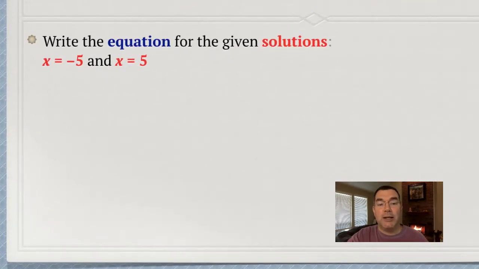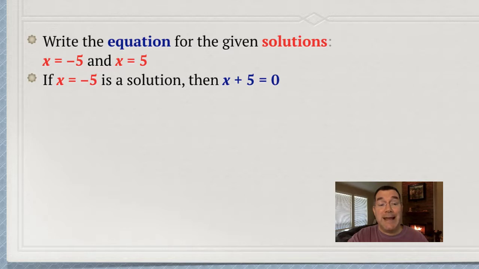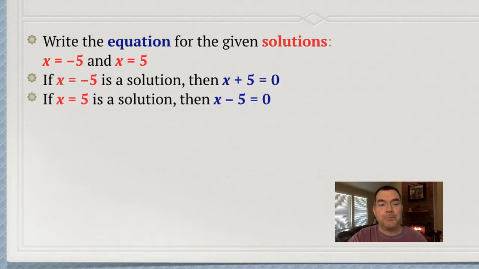So we're going to write an equation that has solutions x equals -5 and x equals +5. All right, so if x equals -5, if that's a solution, then I can create a linear equation that has that solution, x plus 5 equals 0, because -5 is a solution to that linear equation. Also, if x equals +5 is a solution, then I can create the linear equation x minus 5 equals 0, and that has 5 as its solution.